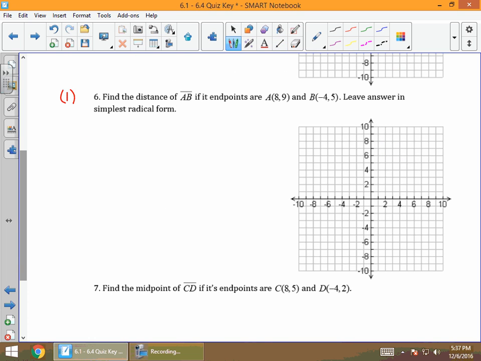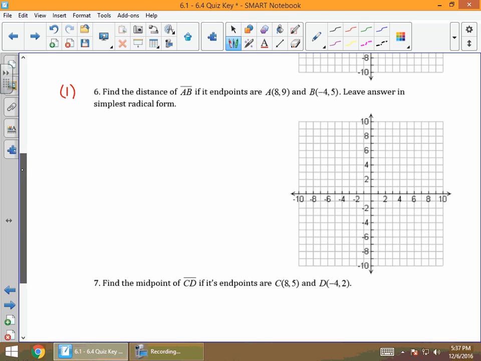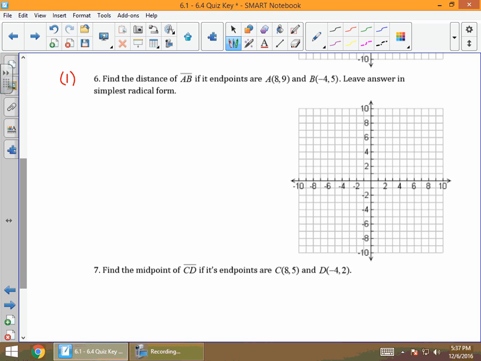Problem number 6. This is also worth 1 point. Doing the same thing. So A is at 8, 9, so go right 8 up 9. That is point A. And then negative 4, 5. That's point B. I need to find that distance. This time I'll put the triangle on the bottom. Doesn't really matter. So from negative 4 all the way over to 8, that is a distance of 12. And coming up from 5 to 9, that's a distance of 4.